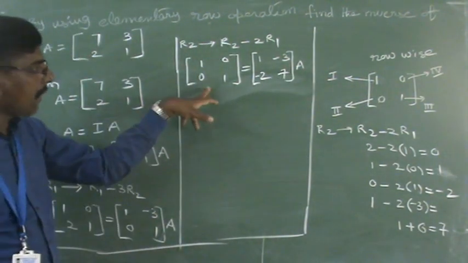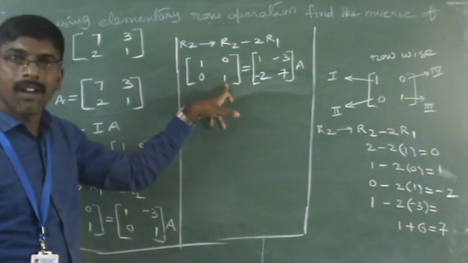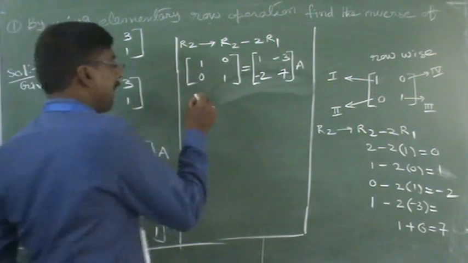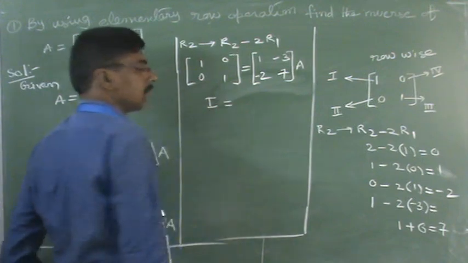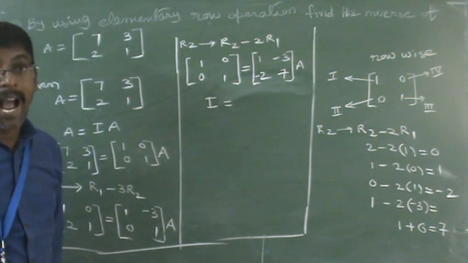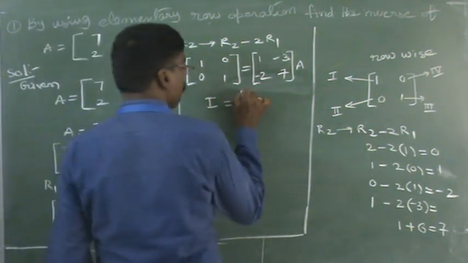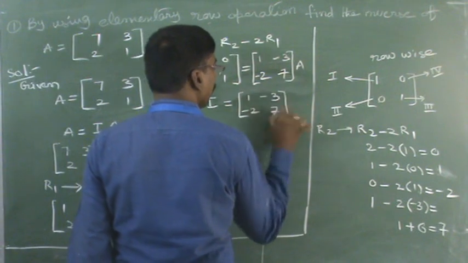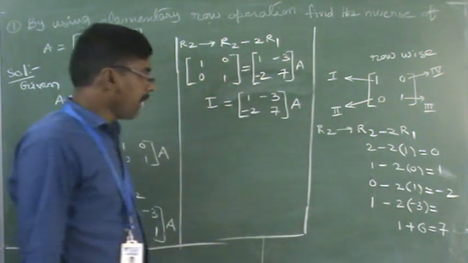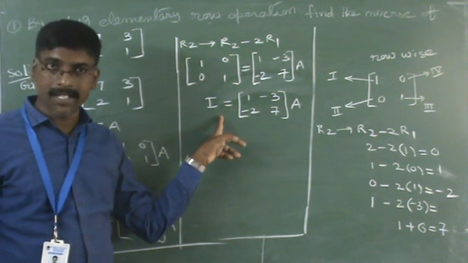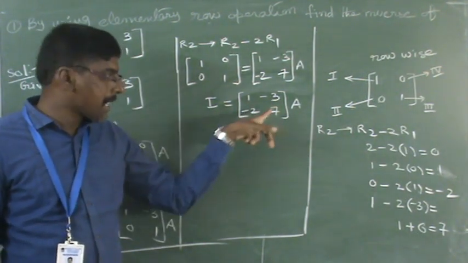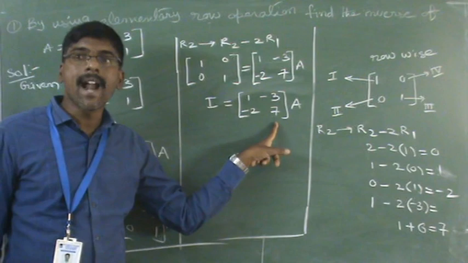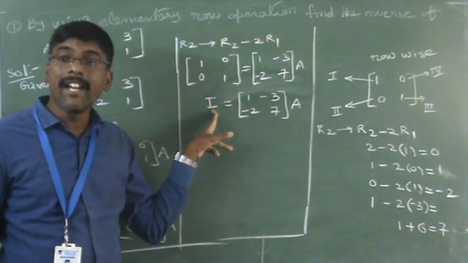See here, what is the meaning of this one? 1001. What is the meaning of 1001? 1001 is nothing but I. I equals 1 minus 3 minus 2 7 into A. What is the meaning of I? In the first class itself I discussed that when a matrix A is multiplied with one more matrix, we get the answer of an identity matrix.